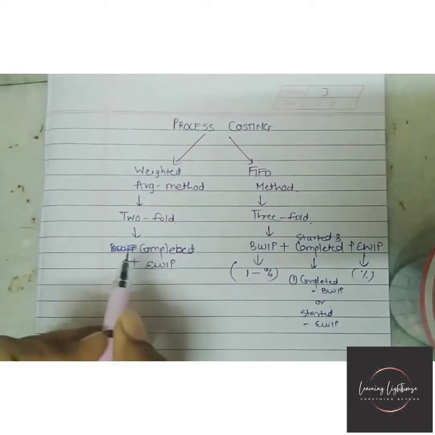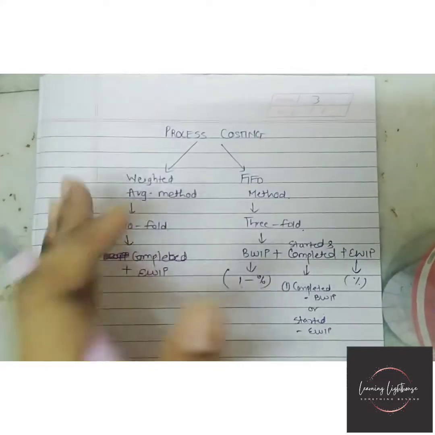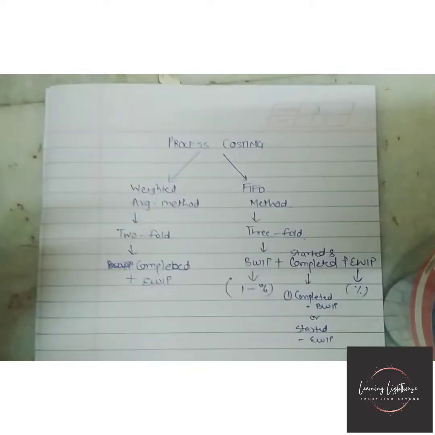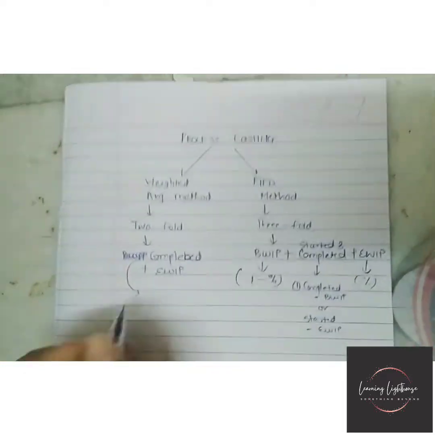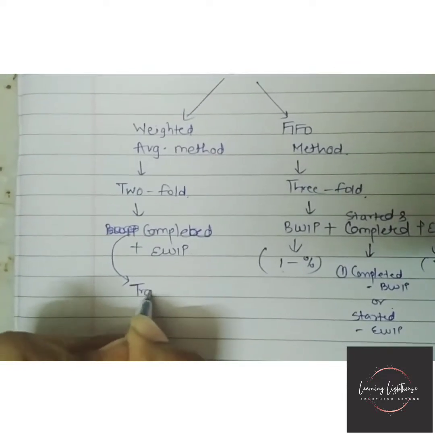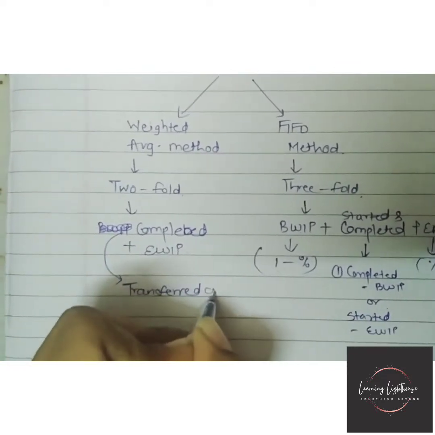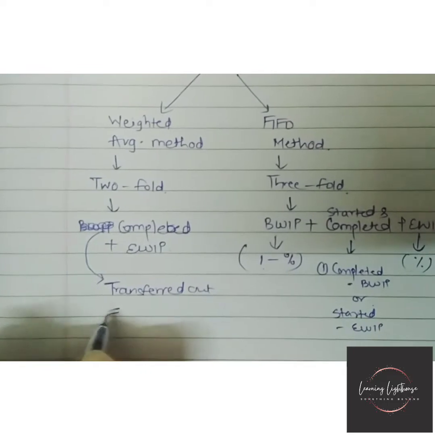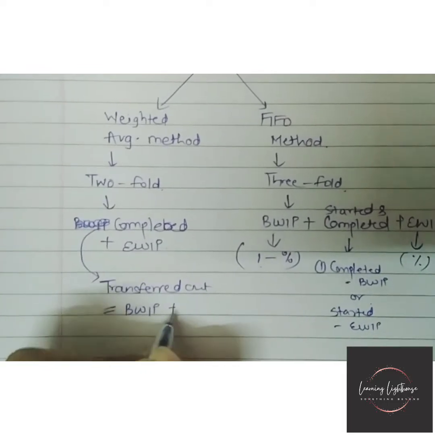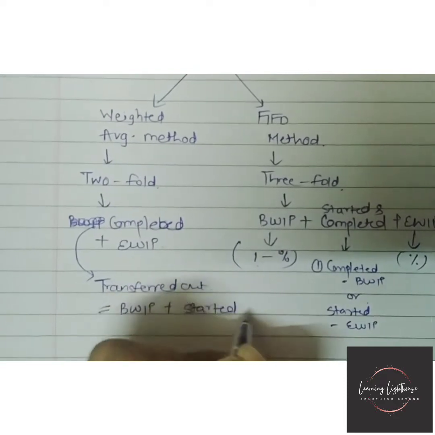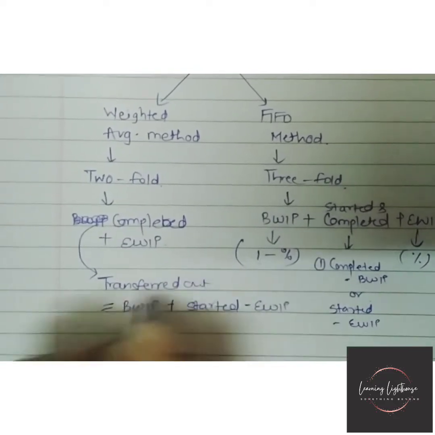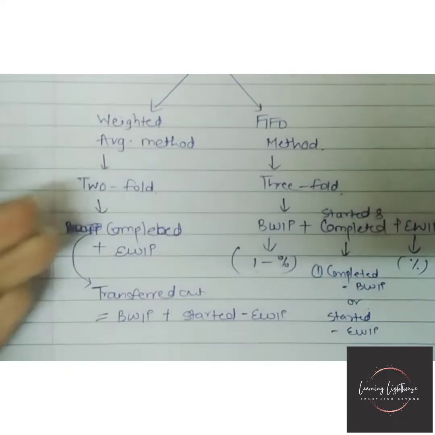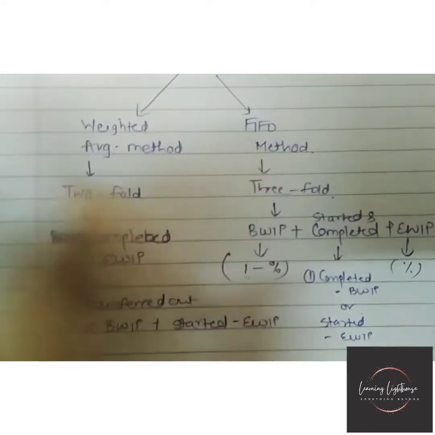One more thing I want to say here: under the twofold method of weighted average, completed units will always be given to you. If it is not given, then there is one more formula, which is number of units transferred out. The number of units completed, also known as the number of units transferred out, is equal to beginning WIP plus whatever number of units you started, minus ending WIP. If you don't want to use this, don't, because the number of units completed is always given in the question, so there's no need.